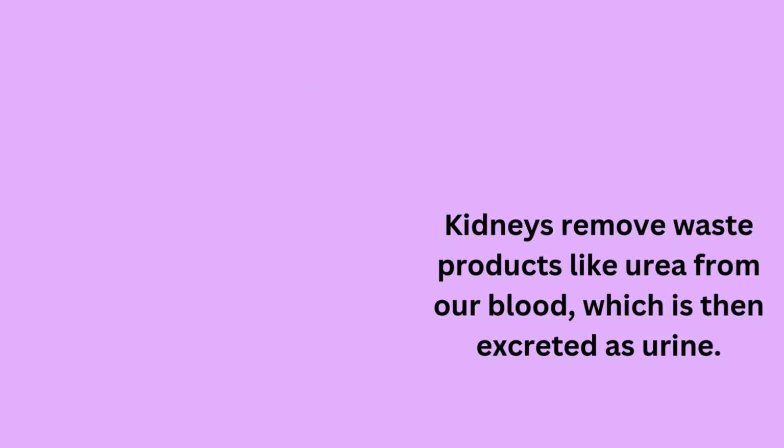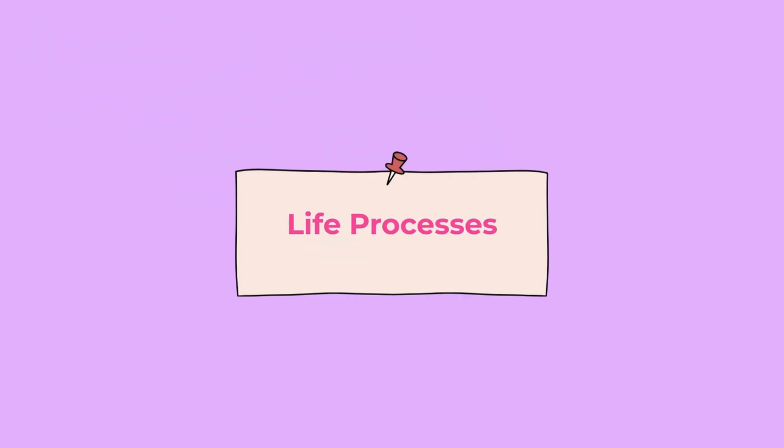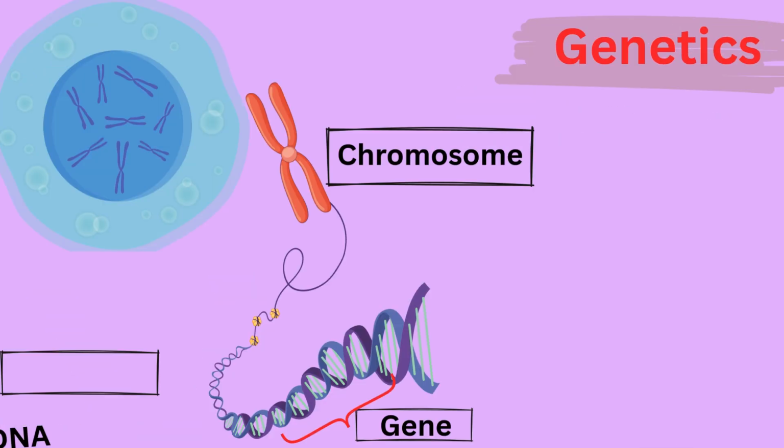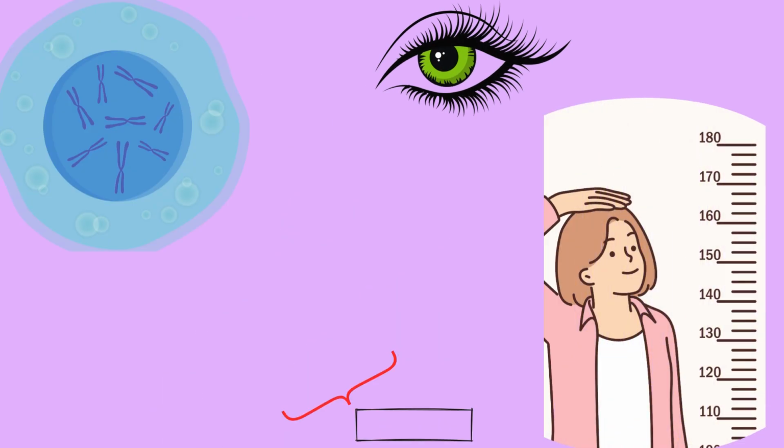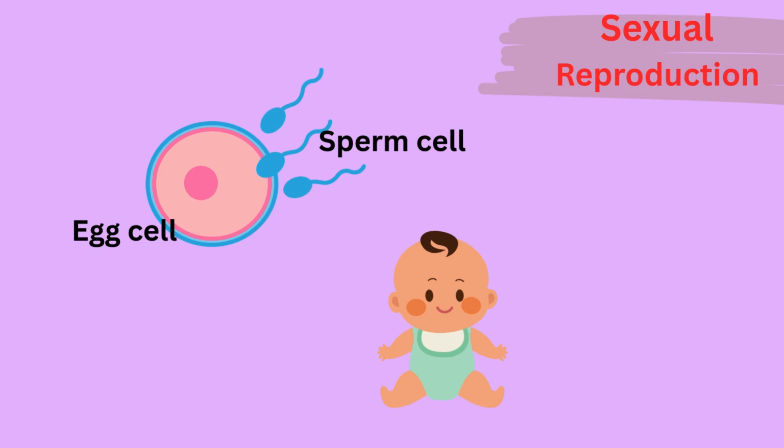Let's go to section 2. Life processes. Let's talk about genetics. Chromosomes are found in the nucleus and contain genes, which are made of DNA. These genes determine your characteristics, everything from your eye color to how tall you will grow. Then, sexual reproduction involves the fusion of gametes, egg and sperm cells. Each gamete carries half the genetic information needed. So, when they combine, a new unique combination of DNA is formed. This is why you're similar to your parents, but not identical to either one.